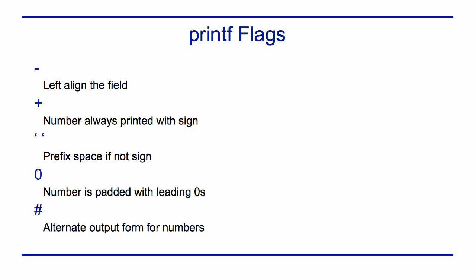The hash mark indicates that an alternate formatting should be used. For example, this indicates that 0 and X should be printed if the output is in hexadecimal. Other rules apply to the printing of floating point formats.